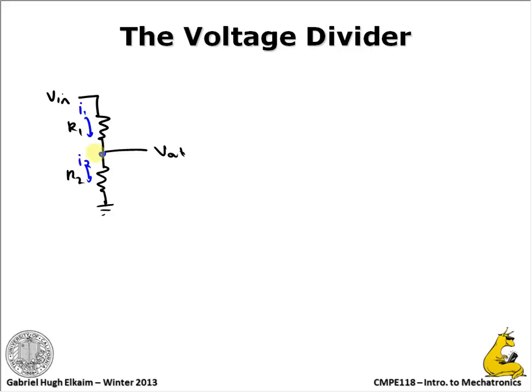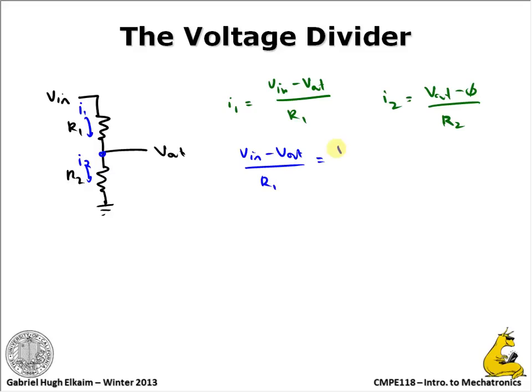But let's do our, so I've got I1 is equal to VOUT minus VIN over R1, and I2 is equal to VOUT minus 0 over R2, right? I've got that backwards. That should be VIN minus VOUT. Okay? And because I'm assuming that no current flows into VOUT, it's just a potential measurement, I'm going to set those two currents equal to each other: VIN minus VOUT all over R1 is equal to VOUT over R2. Right?